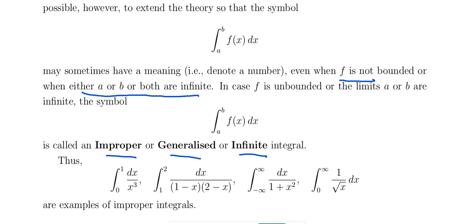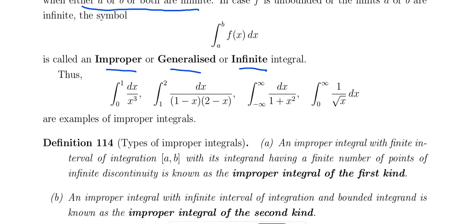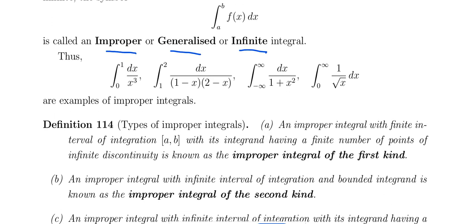இதுலேயும் ப்ராப்ளம் கேட்கறதுக்கு நிறைய வாய்ப்புகள் இருக்குது. So integral 0 to 1 dx by x cube, and integral 1 to 2 dx by (1 minus x)(2 minus x), integral minus infinity to infinity dx by 1 plus x square, that is, integral 0 to infinity 1 by root x dx.